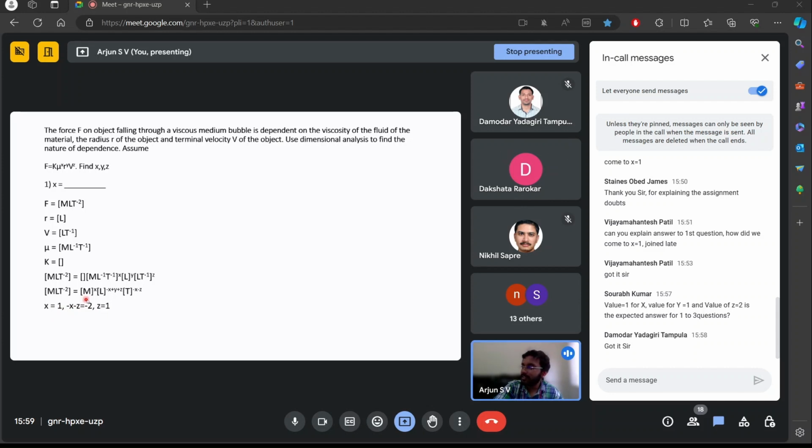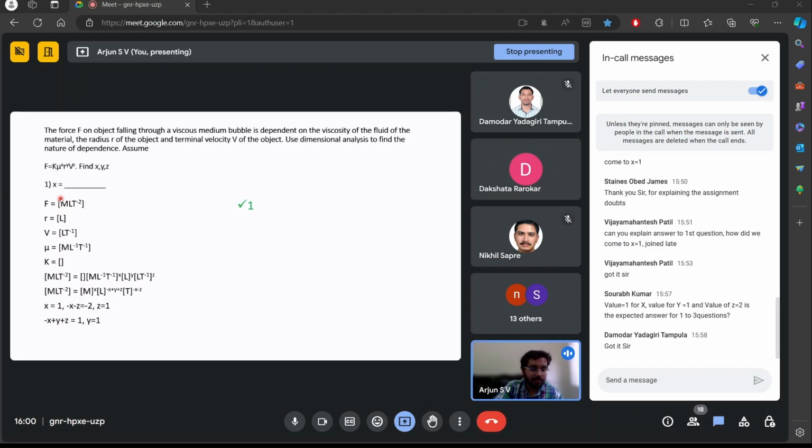And then for the last, L, you will have L power 1 is equal to L power minus x plus y plus z. So minus x plus y plus z is equal to 1. You already know x and z as 1 and 1. So you substitute all of them, both will cancel each other, so you'll get y is equal to 1. So x is equal to 1 is the answer for the first question, y is equal to 1 will be the answer for the second question, and z is equal to 1 will be the answer for the third question.